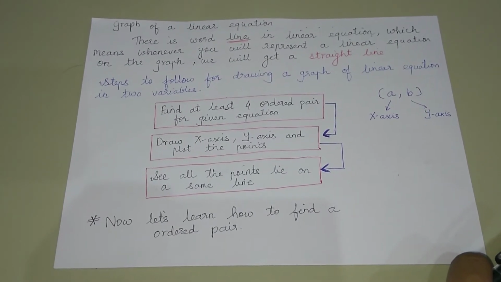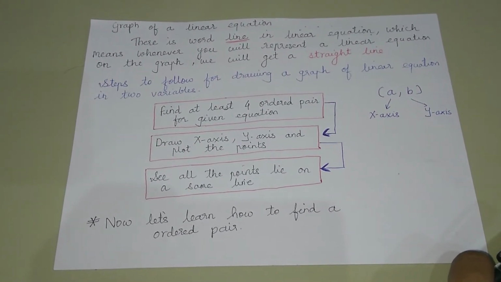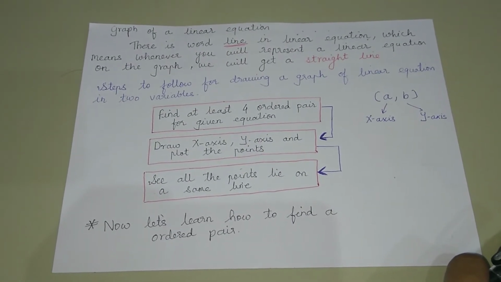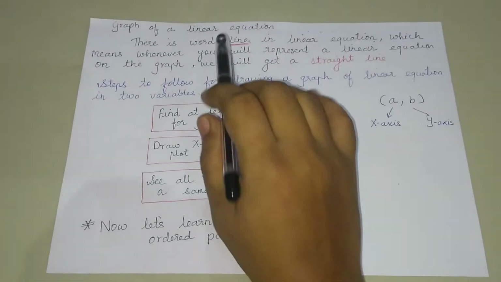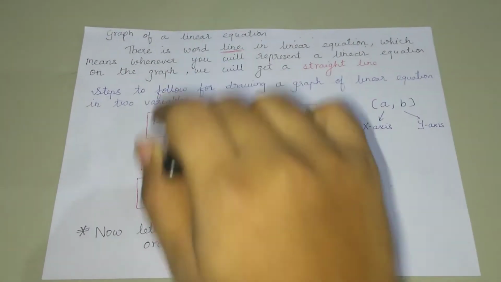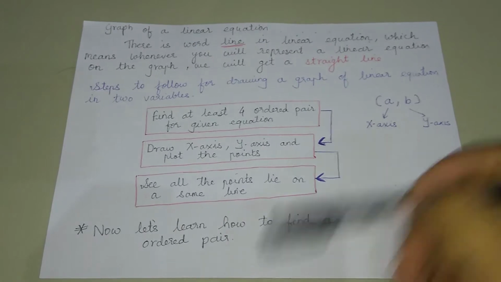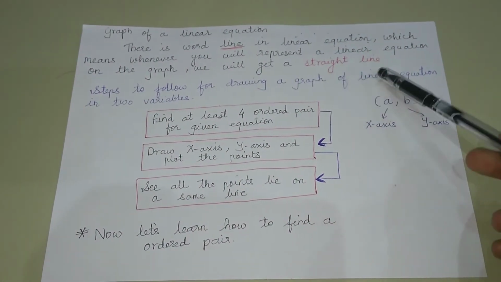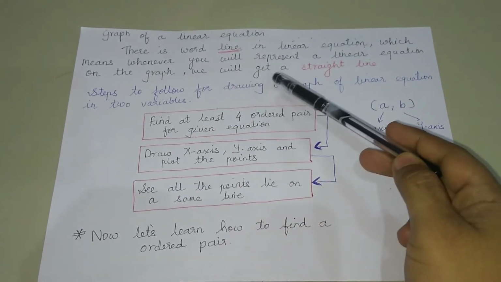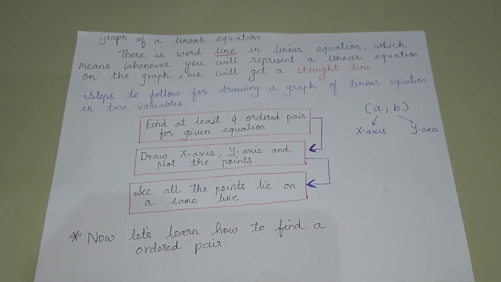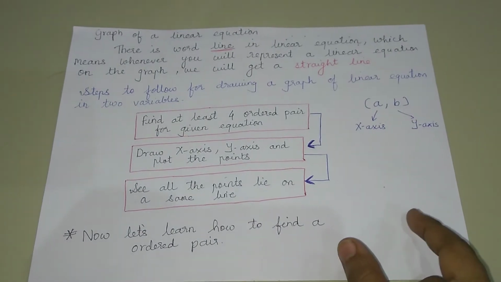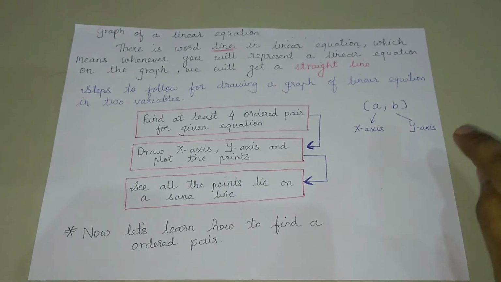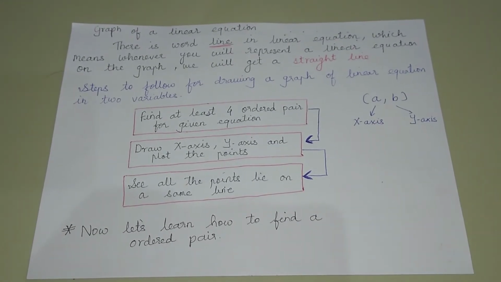So now let's quickly go on to the next topic, that is the graph of a linear equation. What do you mean by a linear equation? I will explain. There is the word line in linear equation, which means whenever you represent a linear equation on a graph, you will get a straight line.